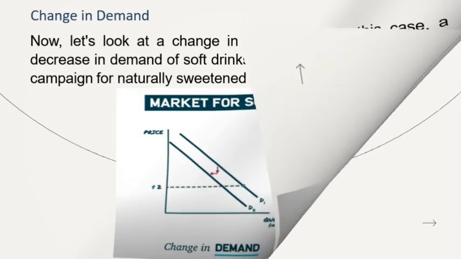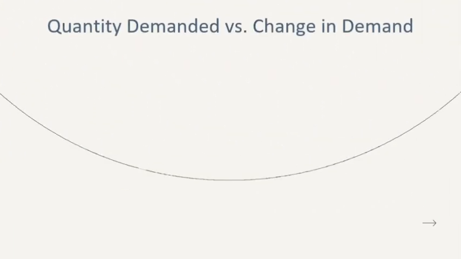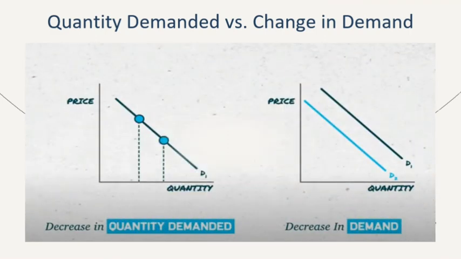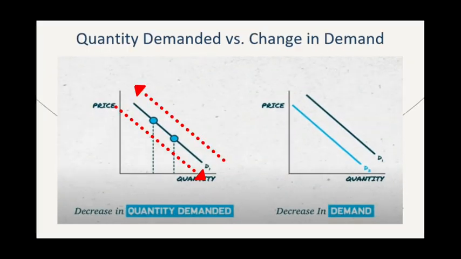In the first case on the left, we have a decrease in the quantity demanded. That is a movement along a fixed demand curve. In the case on the right, we have a decrease in demand. The entire demand curve shifts down to the left.